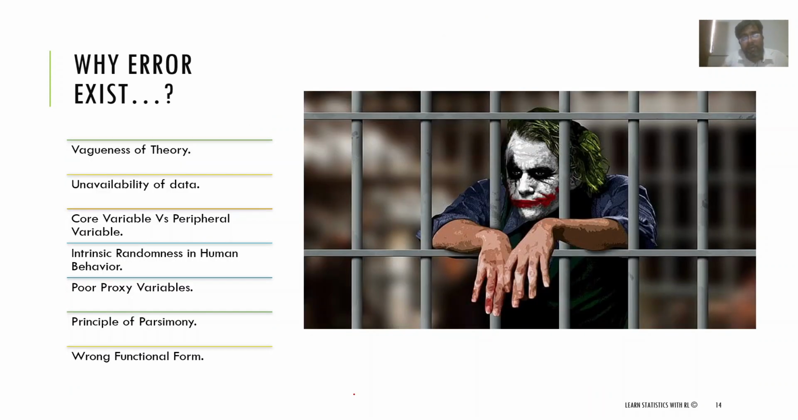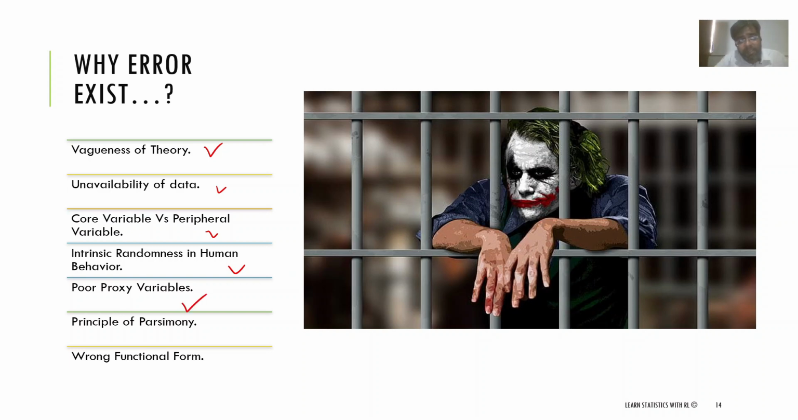Moving one step ahead, why does this error exist in a model? The first reason is vagueness of theory. Not every theory is covered. Some part is not studied by us. I would always give the example of COVID. Many regressions were run on COVID, but everything was not known to us. Due to unavailability of data, this thing happens. It also happens due to core variables and peripheral variables, the main variables and side variables. Also due to human behavior. We are all human beings and we all have random behavior. And due to poor proxy variables.